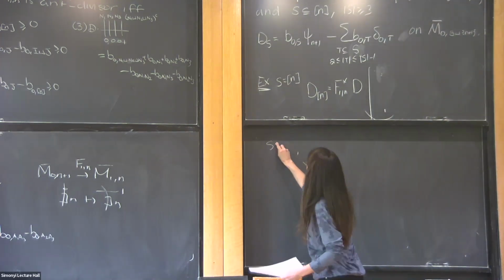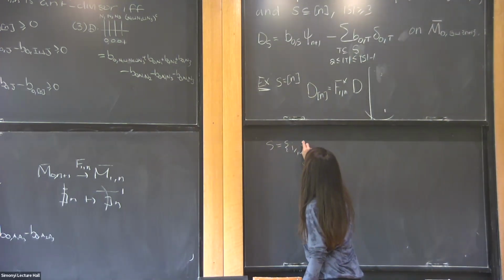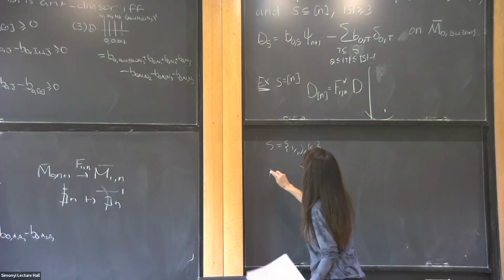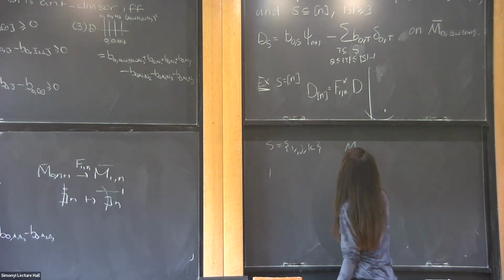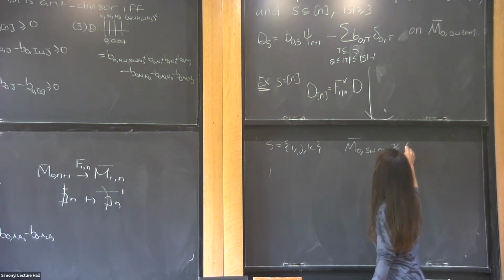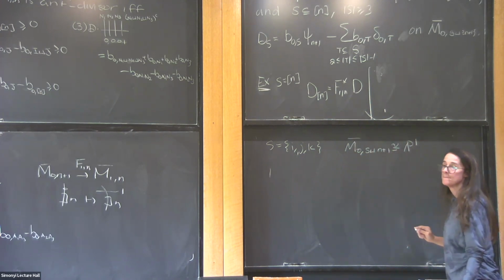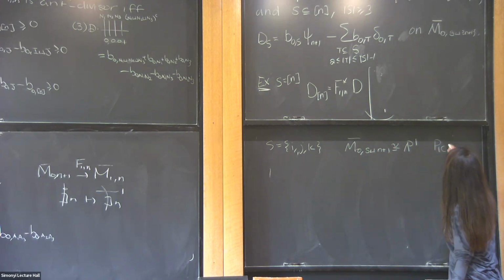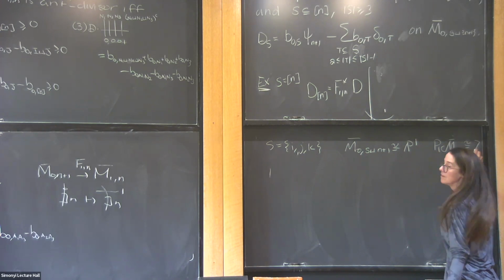If S has 3 elements, I, J, and K, so we're just in M04, M0 of S union N plus 1. This is just isomorphic to P1. And the Picard group of M04, because it's P1, is just Z.